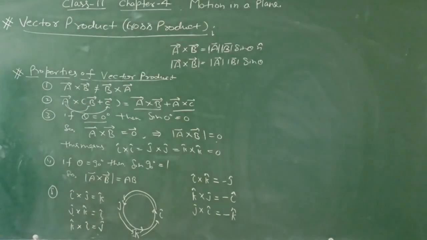So this is our vector product, and these are the properties of our vector product.